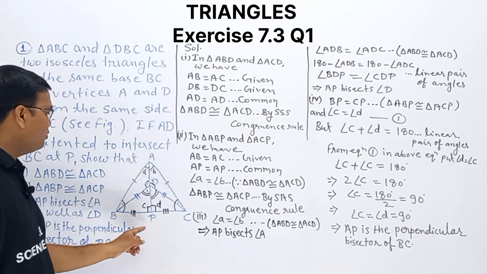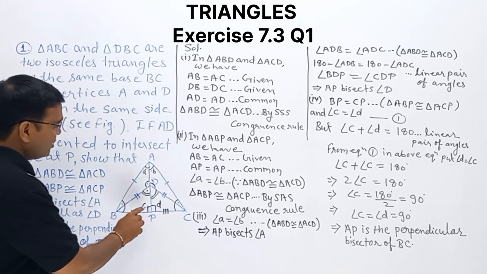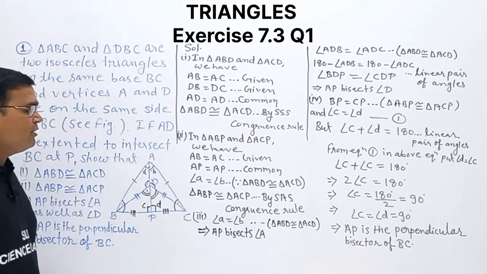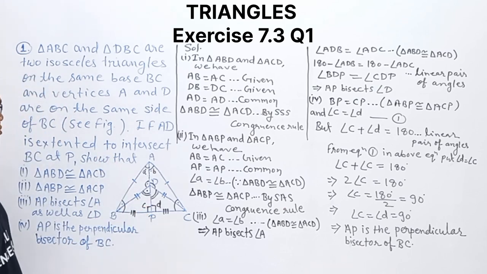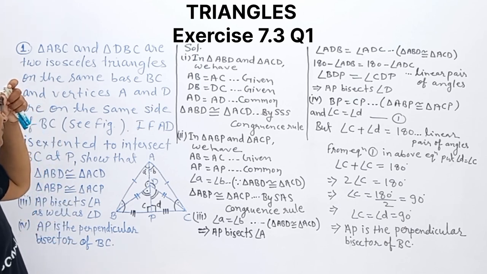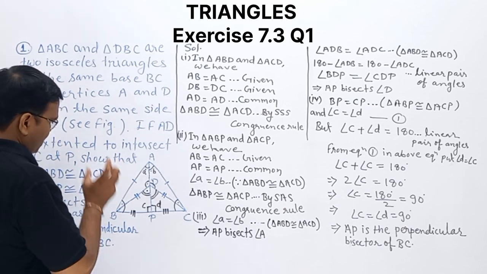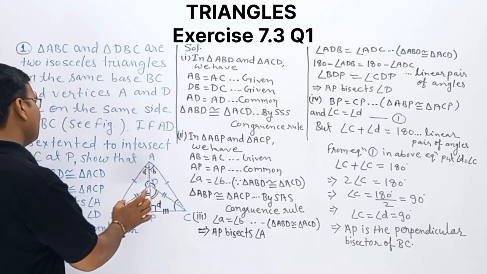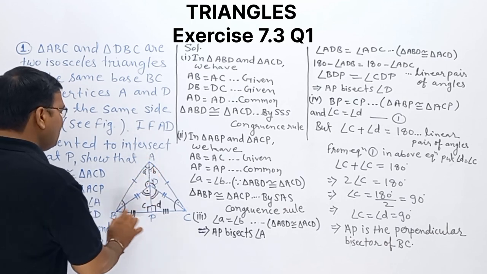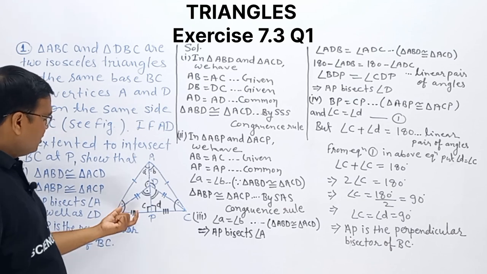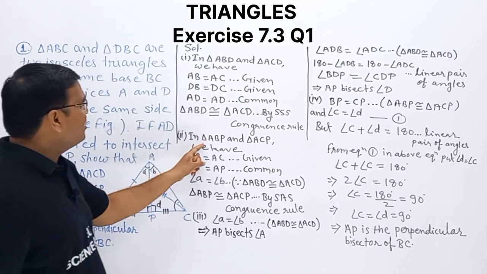Now the next one, AP is the perpendicular bisector of BC. AP is the perpendicular, it means this angle and this angle should be 90 degrees. We want to show this one. So how are we showing this one? We studied what? In these two triangles ABP and ACP, congruent, we proved in the second question.